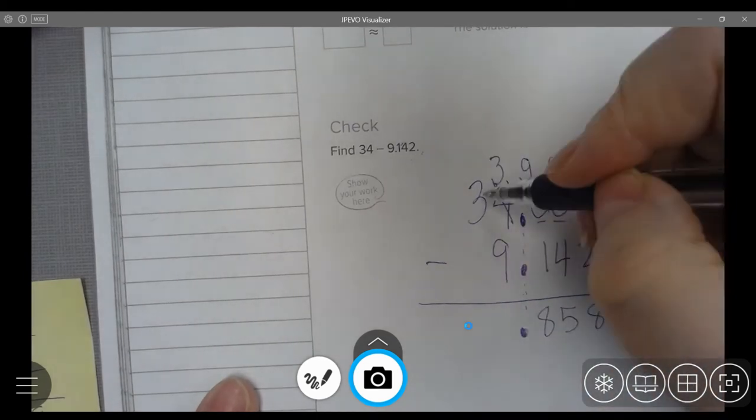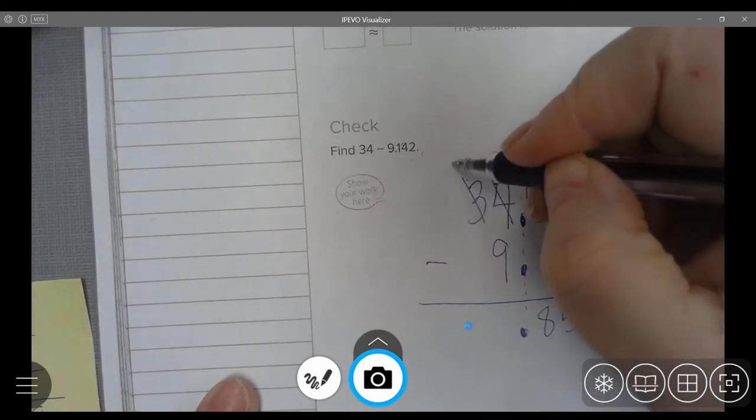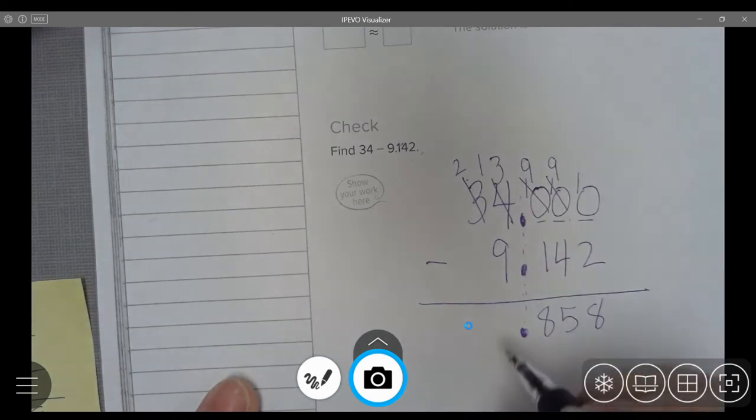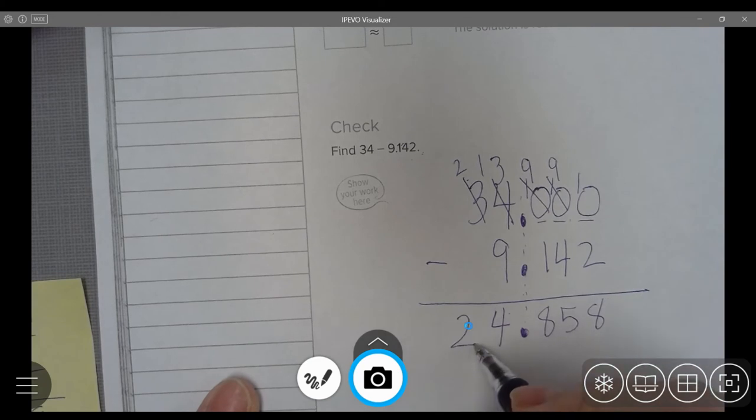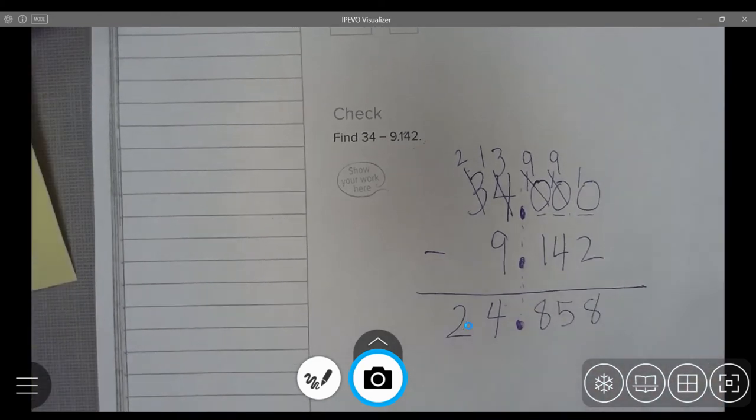I cannot take and do 3 and a 9 subtract, so I'm going to borrow. So 13 minus 9 is 4, and then I have a 2. This would be your answer, making sure that you're aligning.